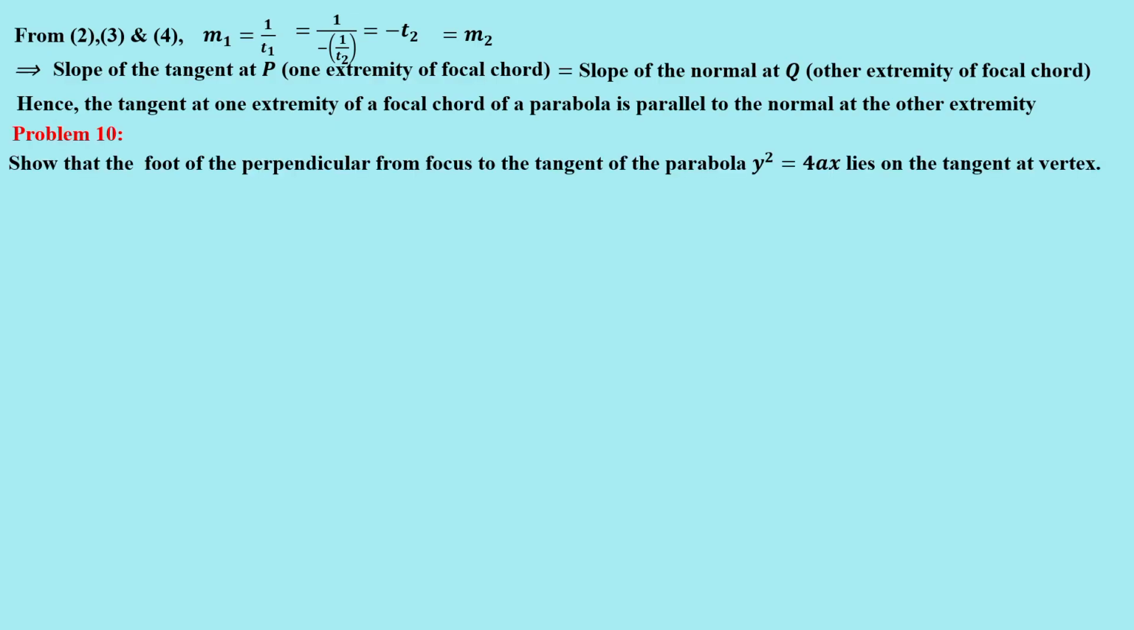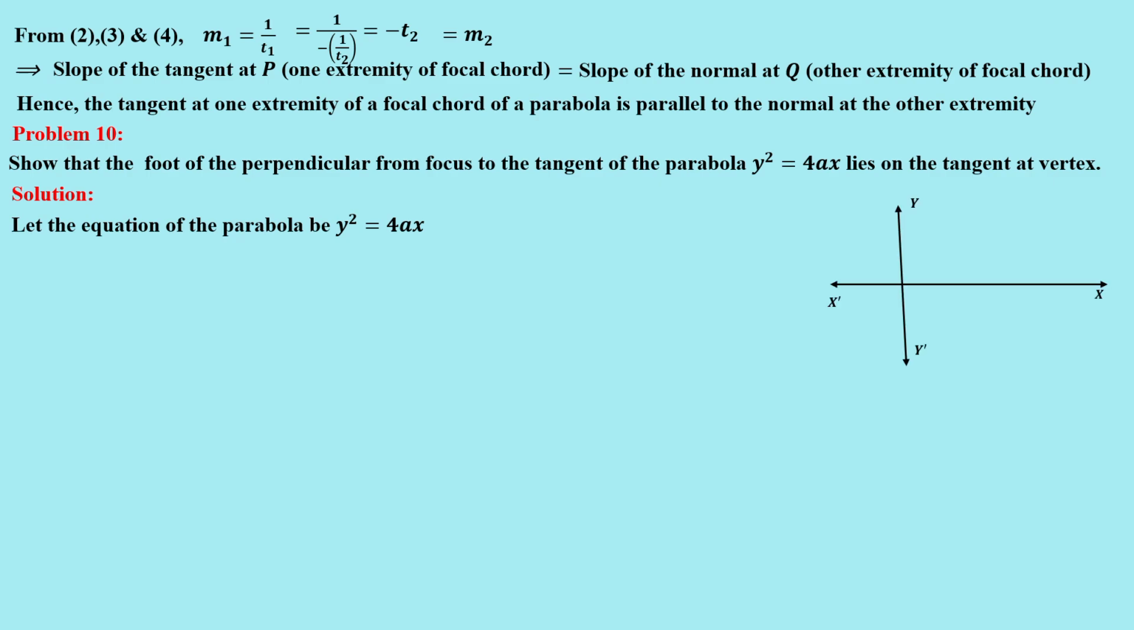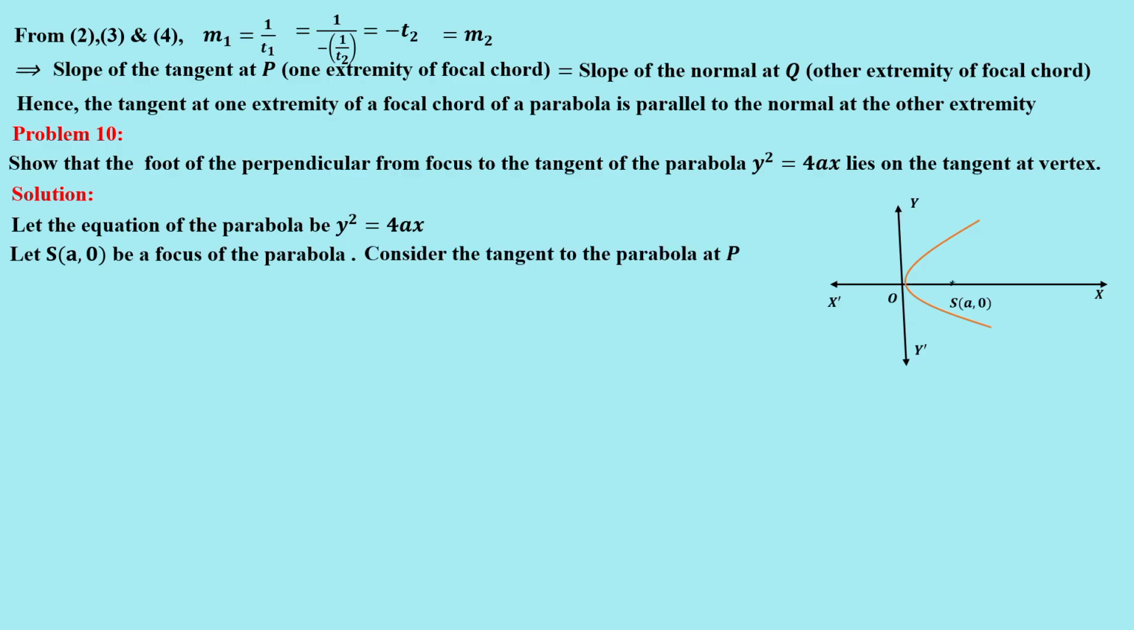Thanks. Next problem. Show that the foot of the perpendicular from the focus to the tangent of the parabola y square is equal to 4ax lies on the tangent at the vertex. So let the equation of the parabola be y square is equal to 4ax. As usual, this is the standard form of the parabola. We know the focus is (a, 0).